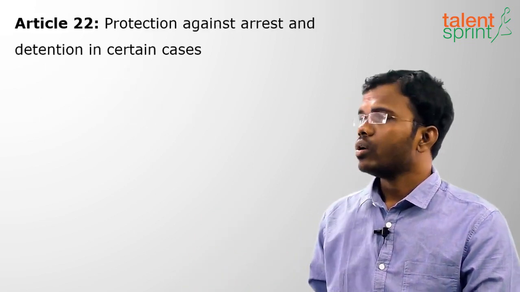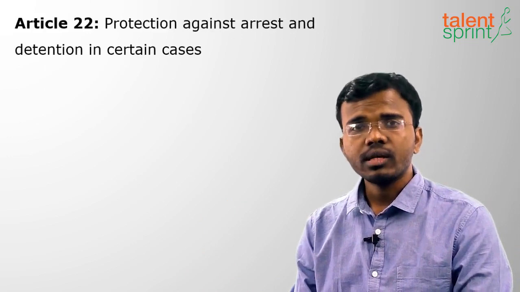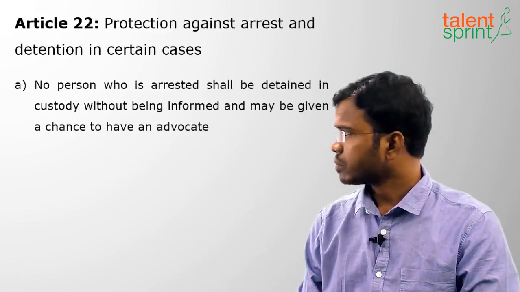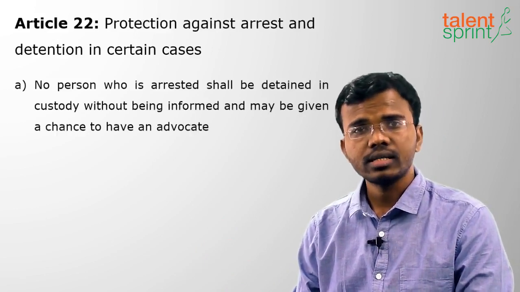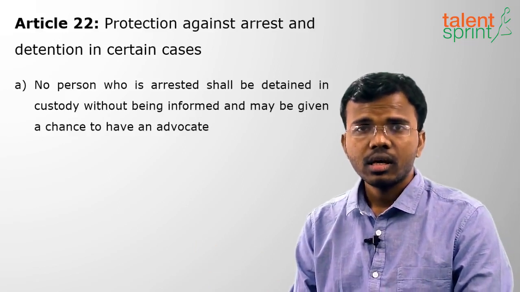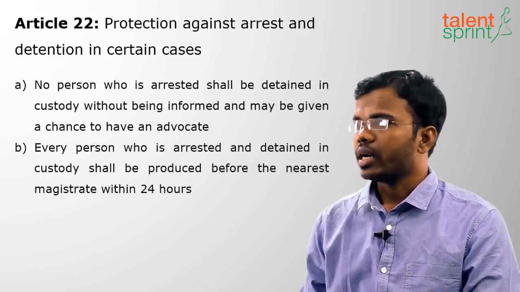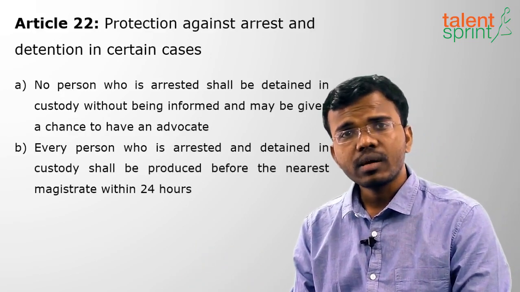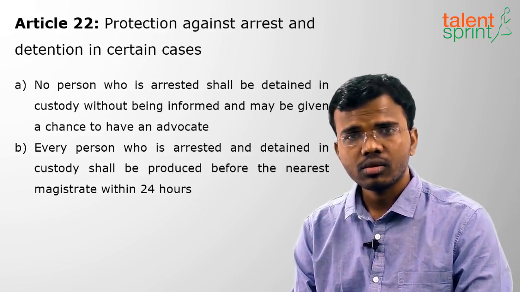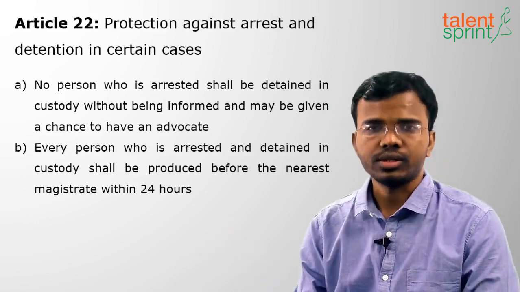Okay. Moving on to the next article, that is protection against arrest and detention. Whenever the person gets arrested, there are some protections. The first protection is that he must be told the grounds of why he is getting arrested. Okay. The next protection is he must be given a chance to appoint a lawyer for himself or herself. The next protection is the person must be produced before the court or nearest judicial magistrate within 24 hours of the arrest. It includes the transportation time also. This is the next protection.